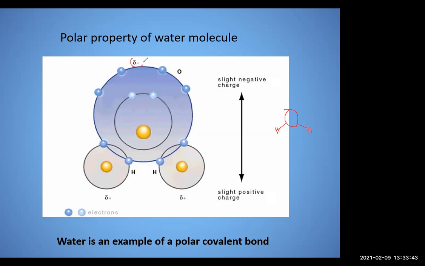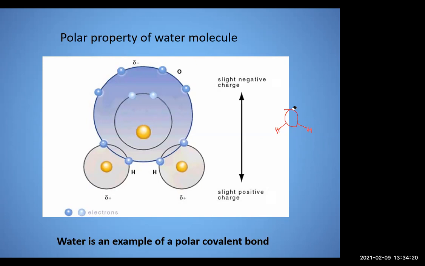This indicates a slightly negative charge at the oxygen, and this is a slightly positive charge at the hydrogens. So that's a delta, not a very good delta. Anyway, that means a slight charge. That's what that is. It's like a delta. My attempts don't look so good. All right. So it's because the electrons will hang out with the oxygen.